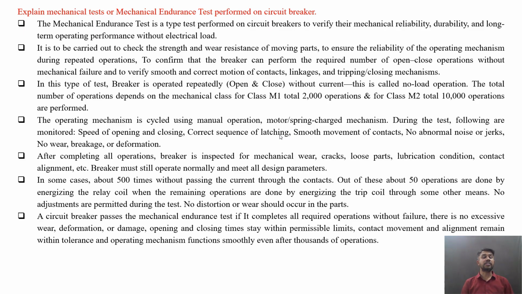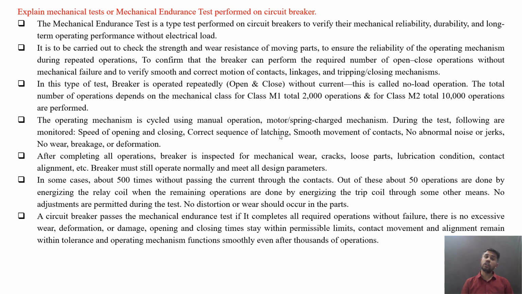The total number of operations depends on the mechanical class of the breaker. Like for class M1, a total of 2000 operations are performed, and for class M2, a total of 10,000 operations are performed. The operating mechanism is cycled using manual operation, motor or spring charged mechanism. During the test, the following are monitored: speed of opening and closing, correct sequence of latching, smooth movement of contacts, no abnormal noise or jerks, no wear, breakage or deformation.